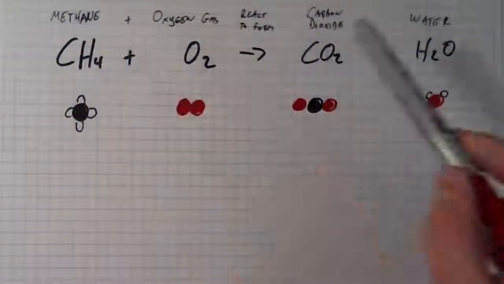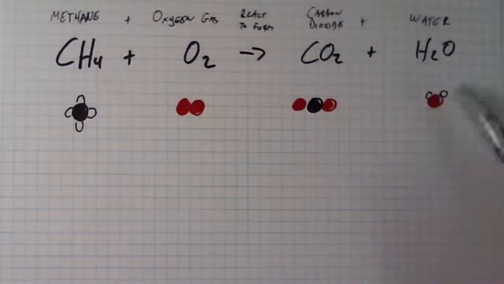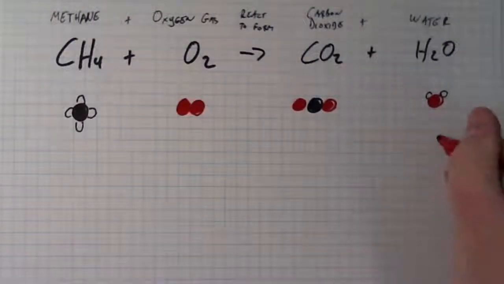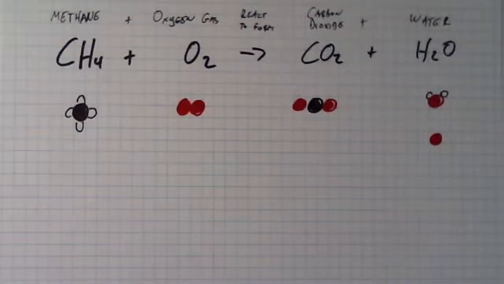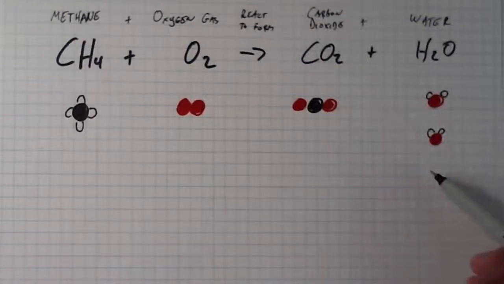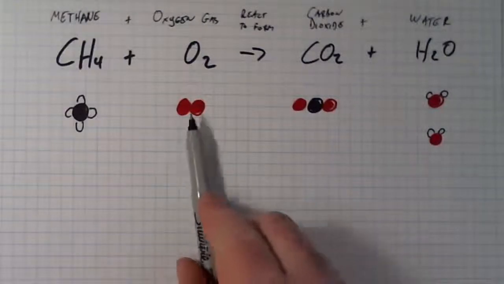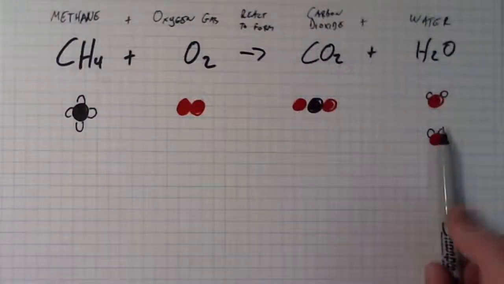Here I've got 4 hydrogens. Here I've got 2 hydrogens. So if I add another water molecule, now I have 4 hydrogens and 4 hydrogens. That's great. My oxygens aren't right though. 1, 2, 1, 2, 3, 4.